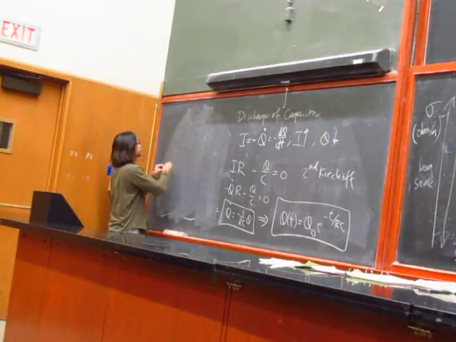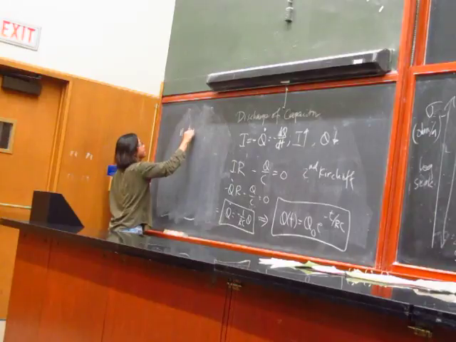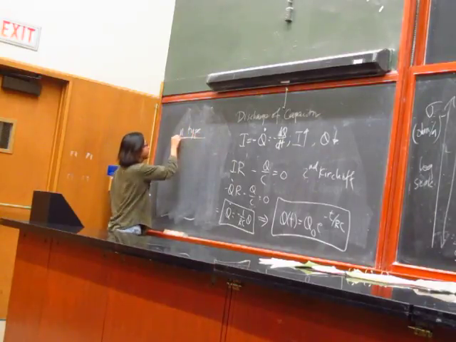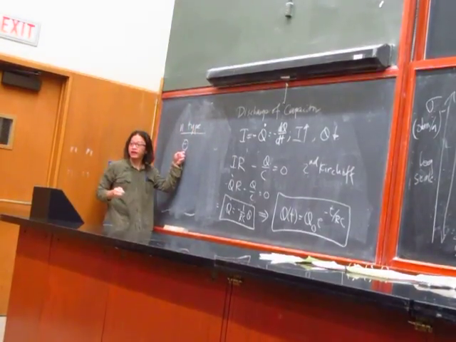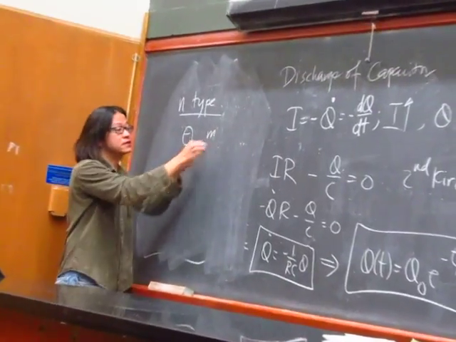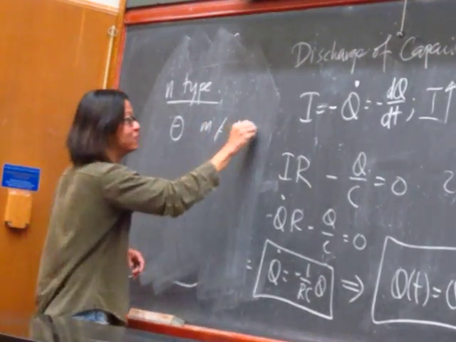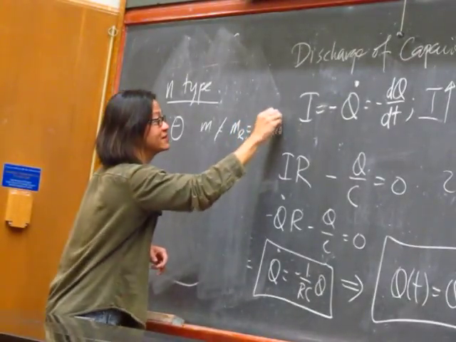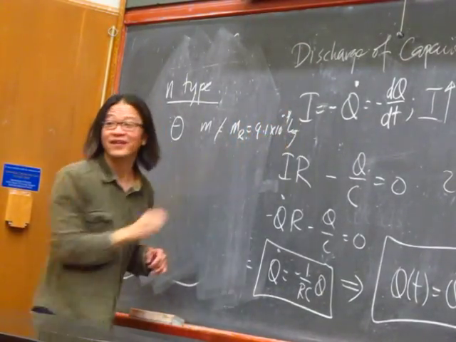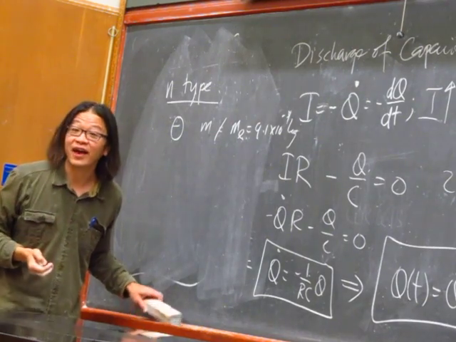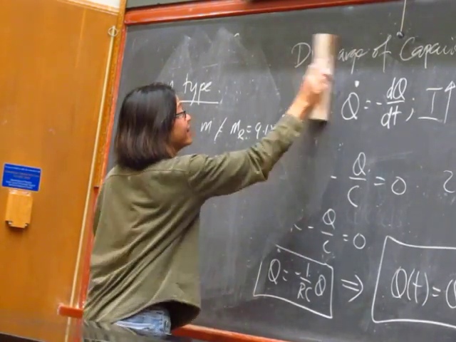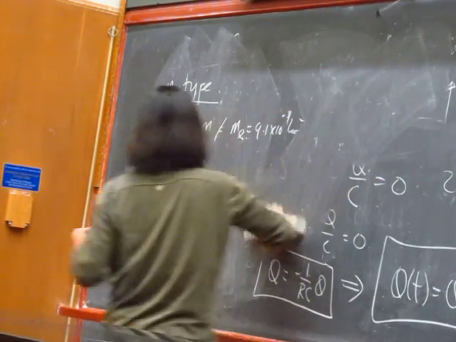So in an N-type semiconductor, the carrier is an electron. So it has a mass. And the mass here is not the same as the mass of an electron. It's not 9.1 times 10 to the minus 31. It's actually something else. And don't ask me why for now.